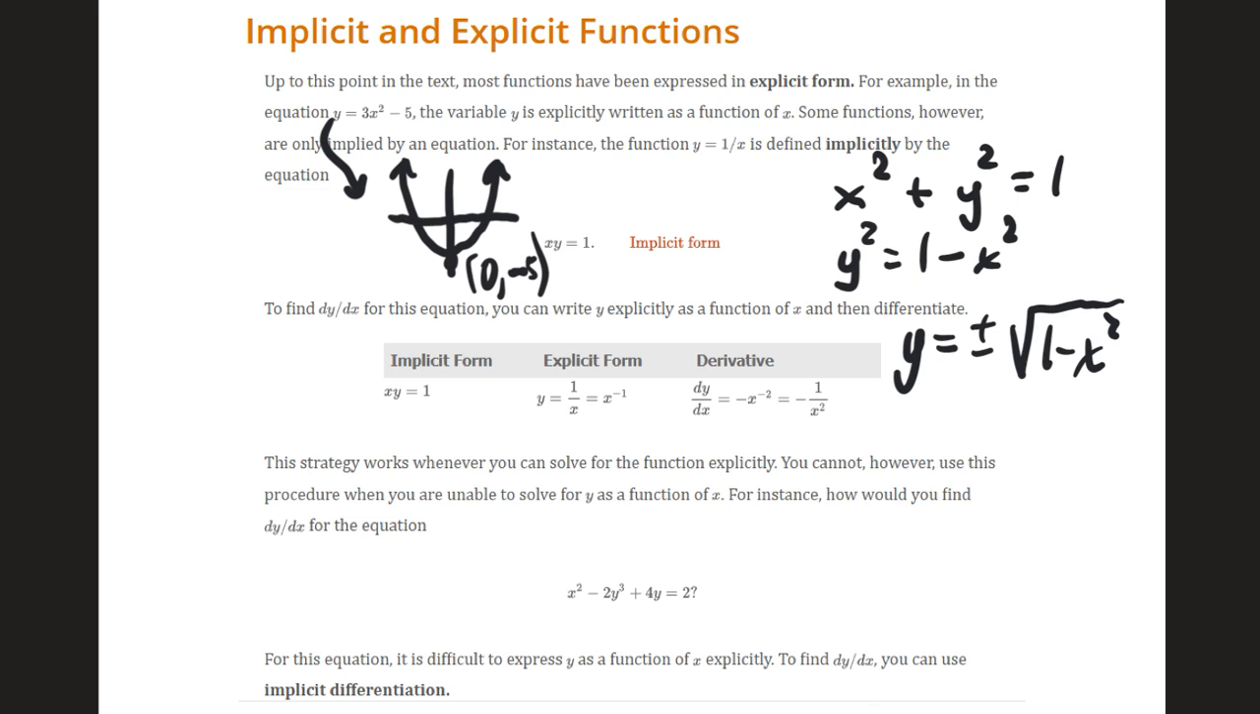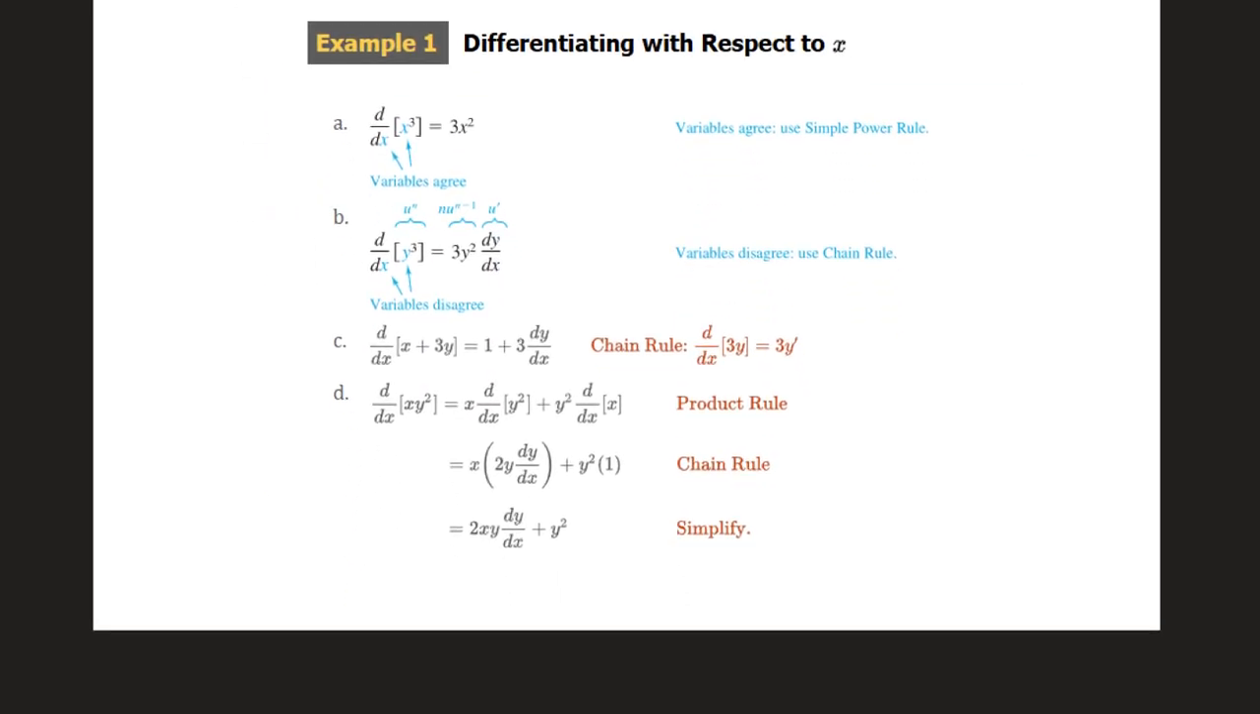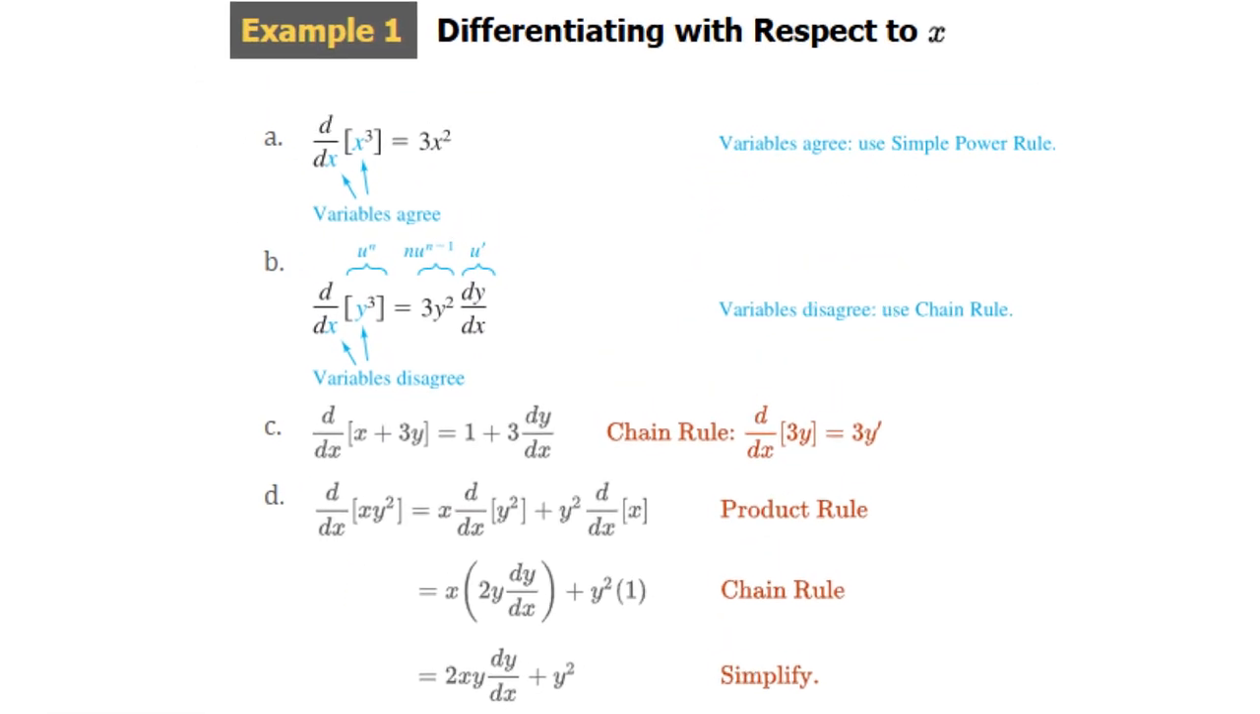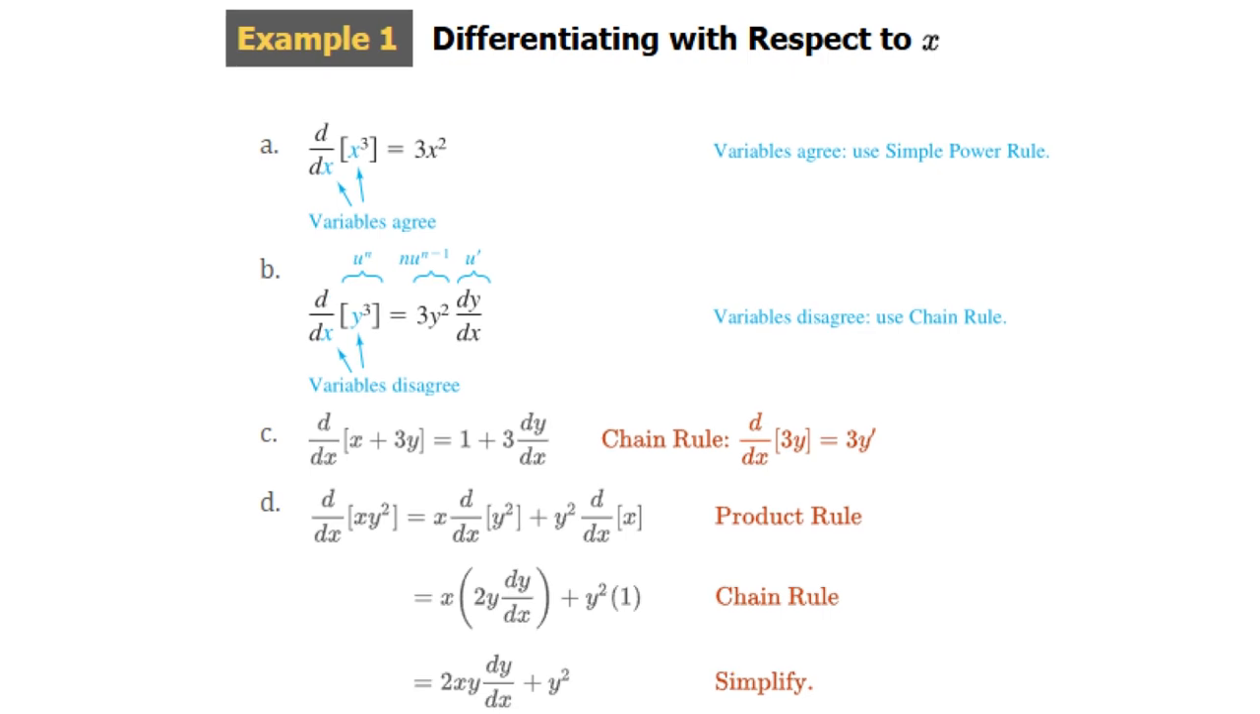If you need to pause and read this part of the slide, please do so. I'm going to scroll down and let's look at some examples from your e-text. The derivatives we've been taking so far, the dx and our variable x, the variables agree in the notation. And when we take the derivative, we just simply get 3x squared.